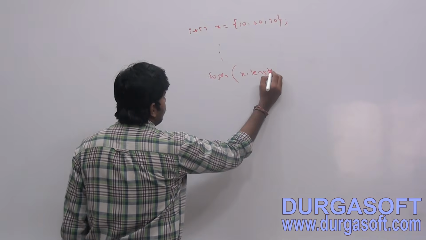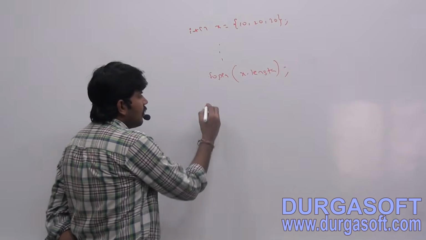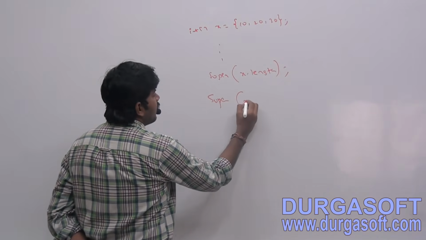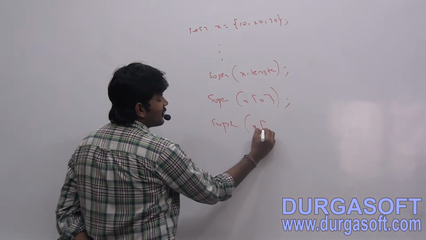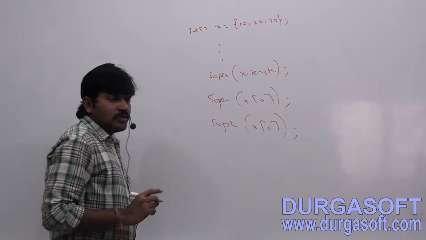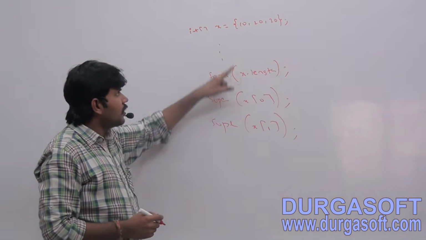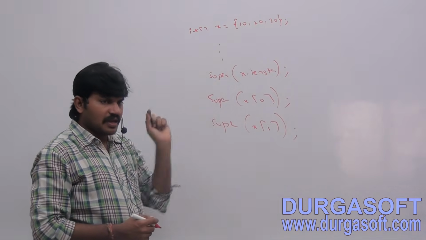X dot length. Can you tell what is the first element? What is the first element? X of 0. Sir, what is the second element? X of 1. So every time we can use an array by using its name only.